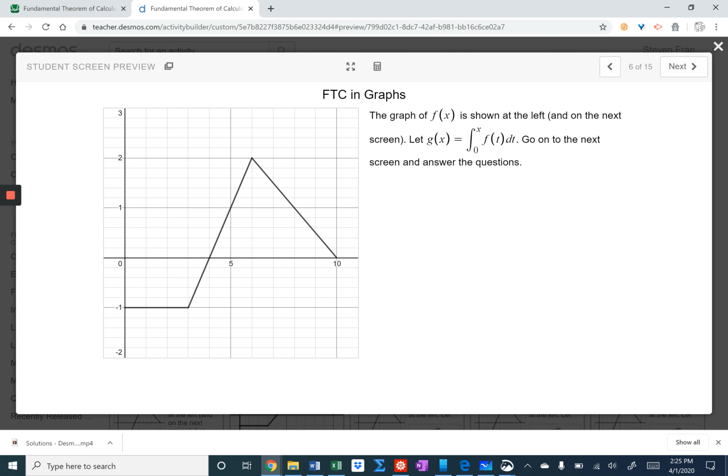We can't always find an elementary antiderivative for every integral that we encounter, so sometimes we have to just define the antiderivative as an integral and still manipulate it in ways that we are familiar with. So g of x is the definite integral from 0 to x of this graph f of t dt. And then I ask you to do some things on the next page.